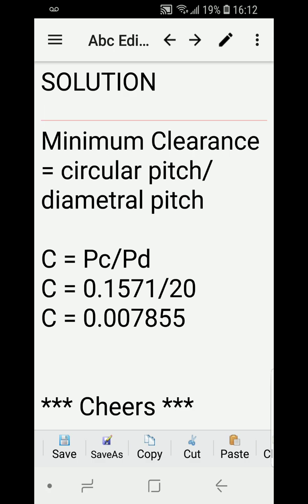0.1571 divided by 20, we got 0.007855. That's the minimum clearance. Okay, pretty straightforward for this one, direct substitution.